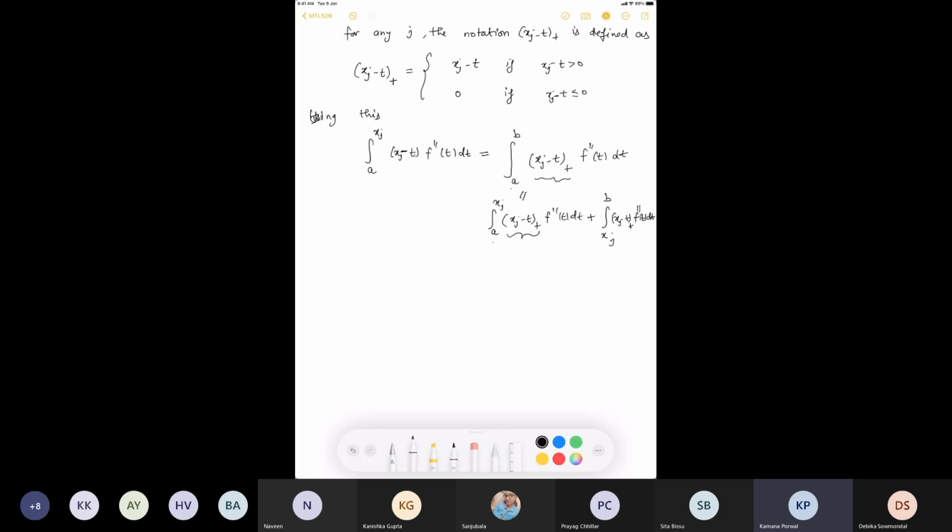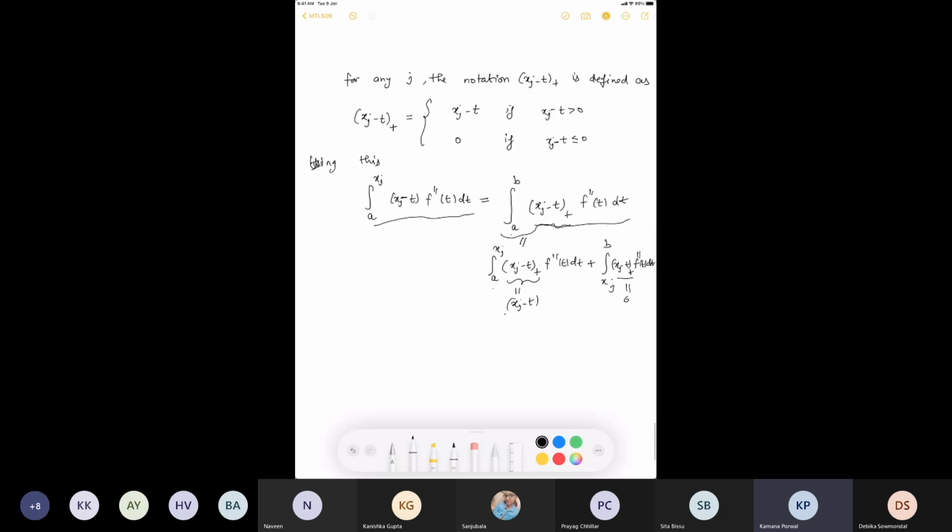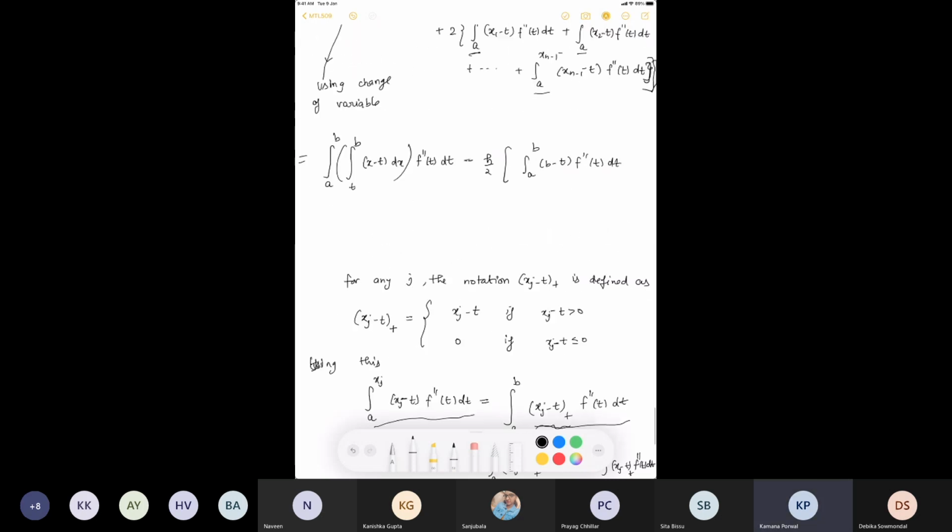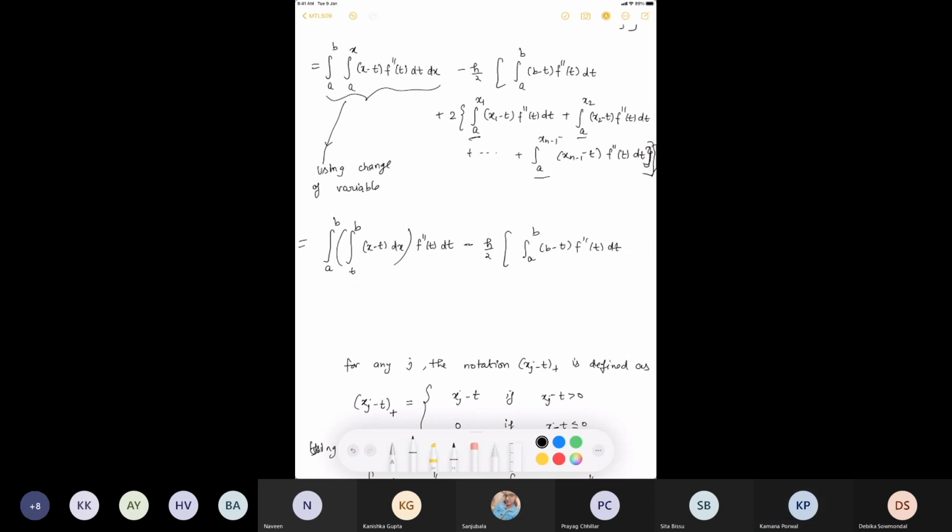So t is between a and xj, right? So xj minus t is going to be positive, so this function will be xj minus t itself. And what will happen to the other integral's value? 0. Right? So this is how you can realize that we have got back the same value which we already had, but using this notation I can write my integral with the limits as a to b. So this is what I am going to use for each of these terms.